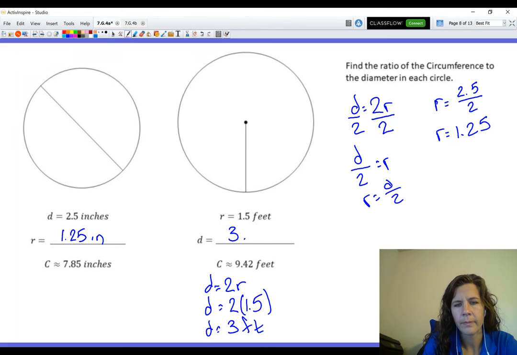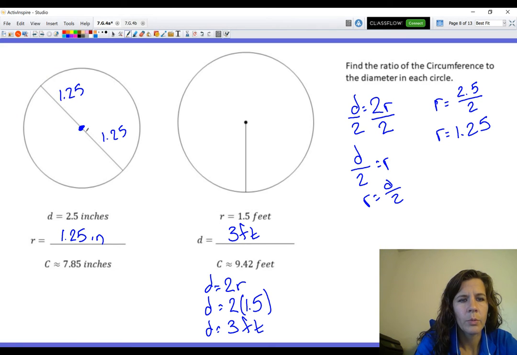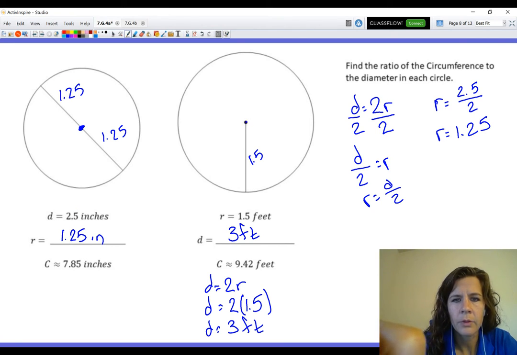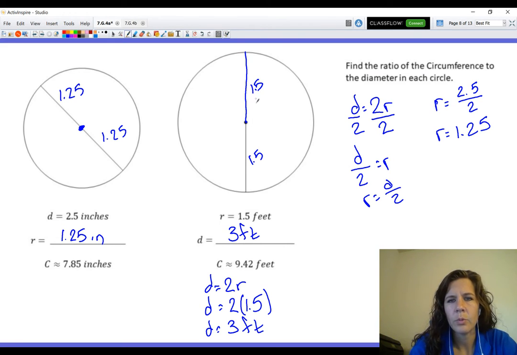Let's check them. So here, if this whole thing right here is 2.5 inches, right here is 1.25, a radius, and this radius is 1.25. Then when we put them together, we get 2.5. Okay, here we have this is 1.5 feet. And if we draw another radius straight up from it, 1.5 feet, when we add those together or measure the whole thing, we'd get 3 feet.